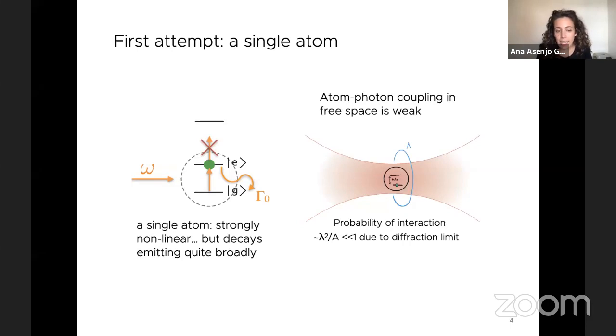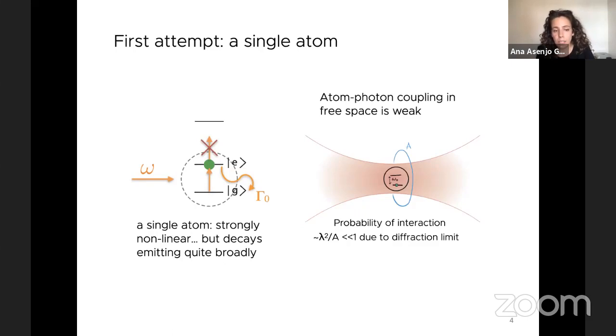But what is bad is that it decays, it has a finite lifetime. And when the electron goes back to the ground state and the photon is emitted, this photon is emitted in quite a broad manner. This is related to the second issue, that atom-photon coupling in free space is weak. If we have an atom and we shine a laser beam onto it, the probability of a photon in this optical mode interacting with the atom is very small, and is related to the ratio between the absorption cross-section of the atom and the mode area. Because of the diffraction limit, this is a very small value.